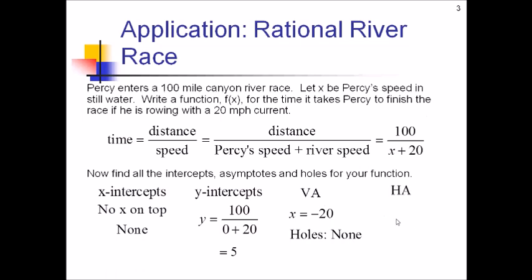For the horizontal asymptote, this is a bottom-heavy function. We have x to the first power down here and just a constant upstairs. So this is going to be y equals 0. And in terms of what that means in real life, as x gets larger and larger, let's say Percy could somehow row 1,000,000 miles an hour, he's never going to be able to do better than 0 for a finishing time.